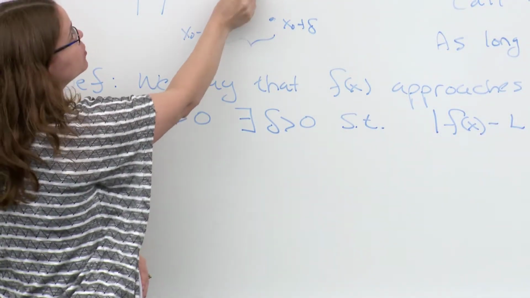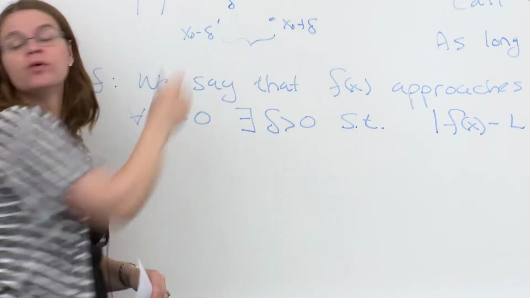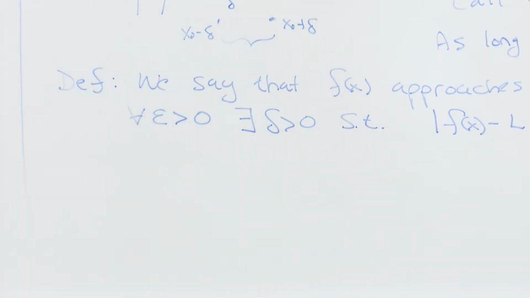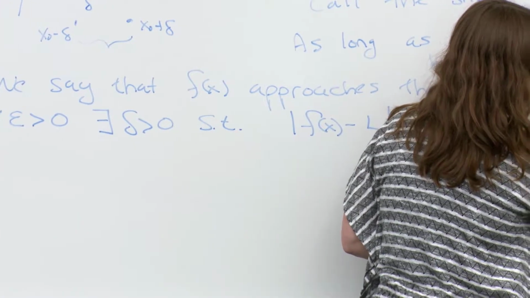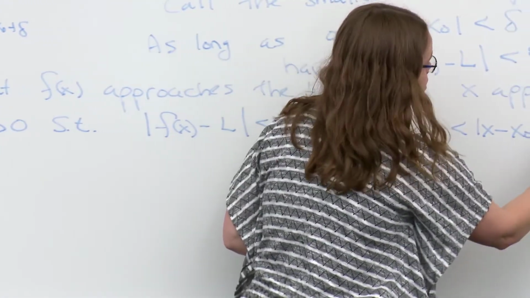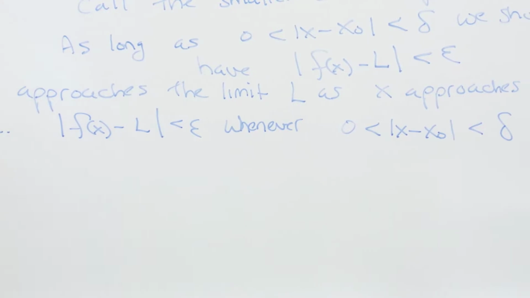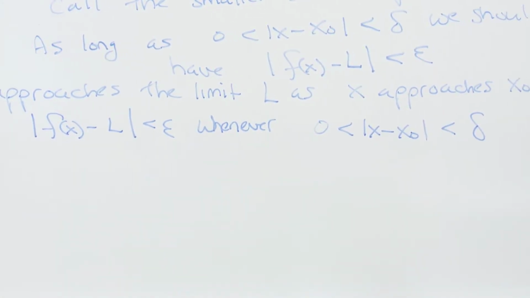The one thing we're going to exclude is this point here at x equal to x naught. We do not care what happens when x equals x naught, right? Just like in this picture. So I'm going to say whenever 0 is less than absolute value of x minus x naught is less than delta. Right, and we write, this part you know, that the limit as x approaches x naught of f of x is equal to L.